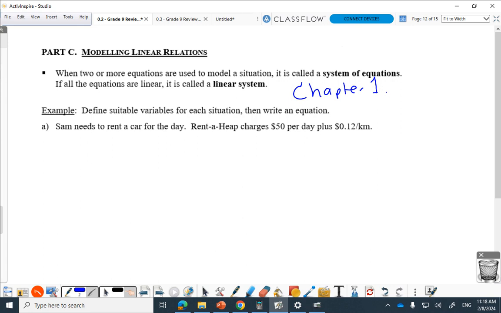Coming soon to a math class near you. Two lines at once. That's all. Find suitable variables for each situation, then write an equation.